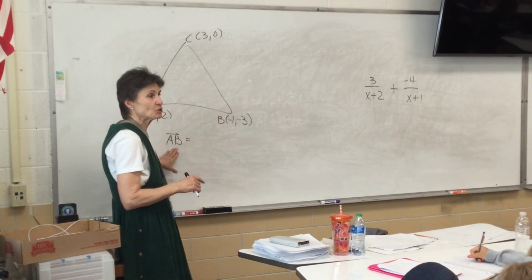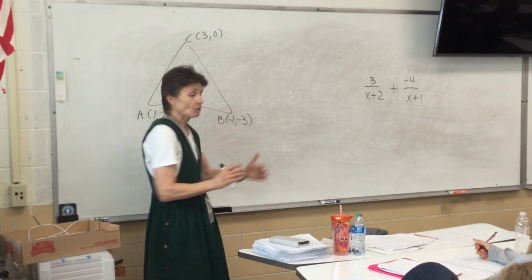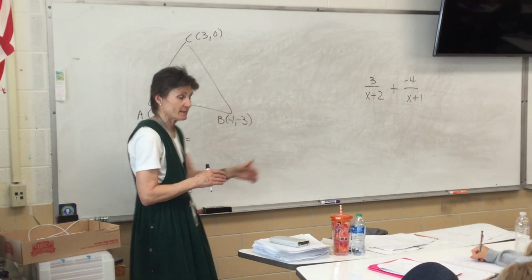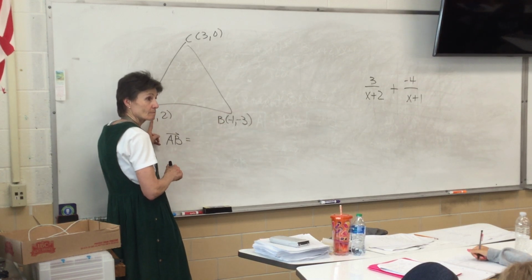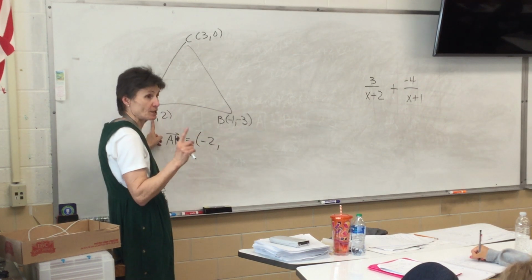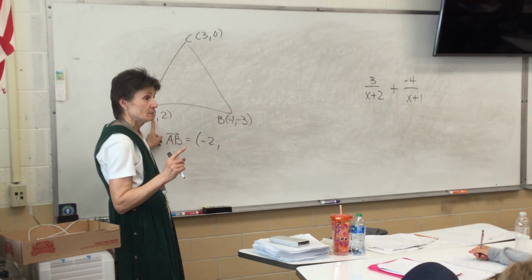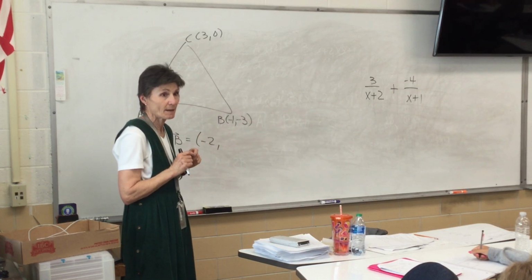Do not let the notation bother you. That's vector notation. Vector is a movement. How do I get from point A to point B? Well, I have to go from 1 to negative 1. Negative 2. You've got to do direction now. So pretend you're on a number line. You're walking from 1 to negative 1. Isn't that negative 2 steps?